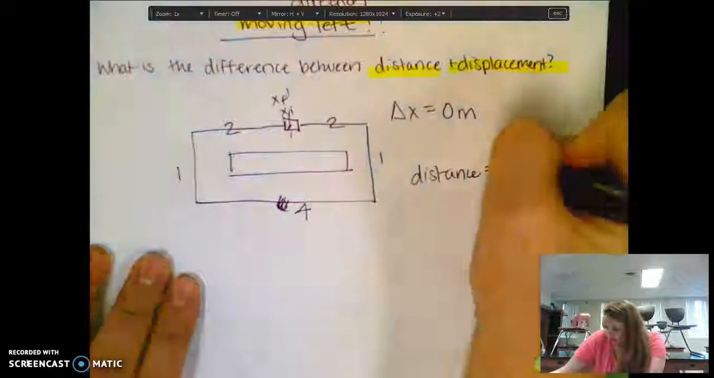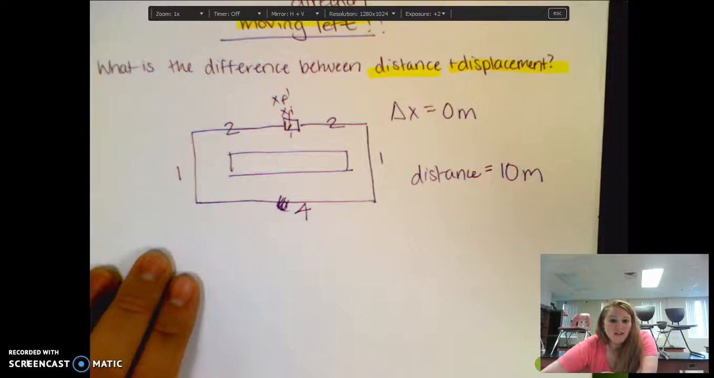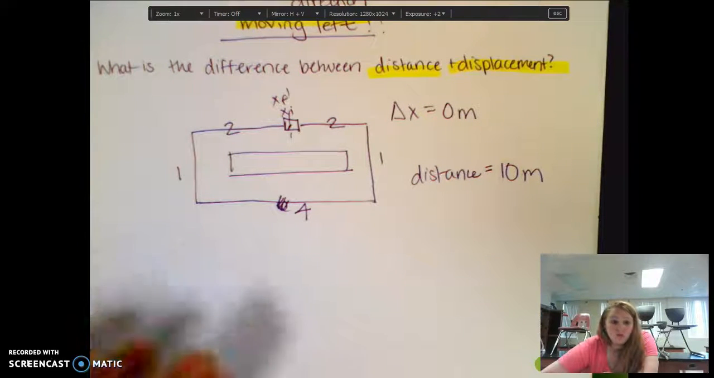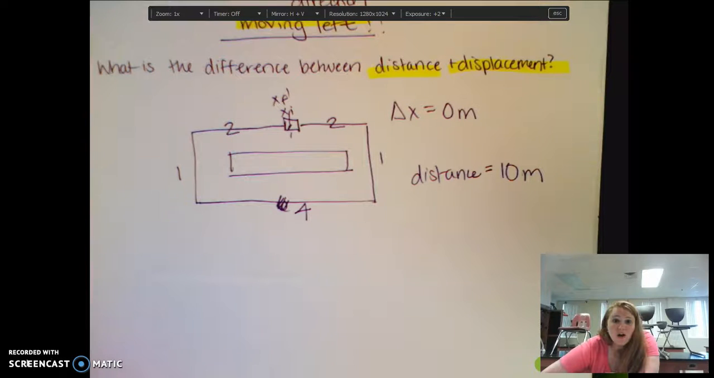So that's a big difference. 0 meters and 10 meters are two completely different values. So hope this helps.